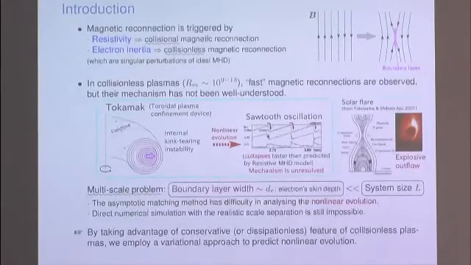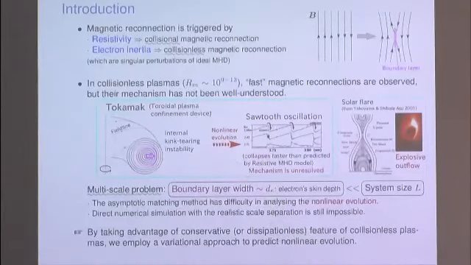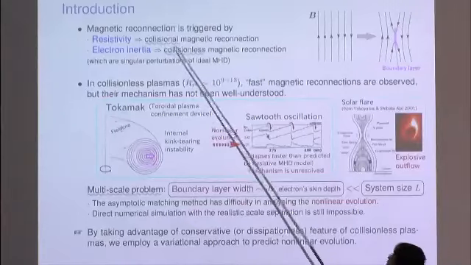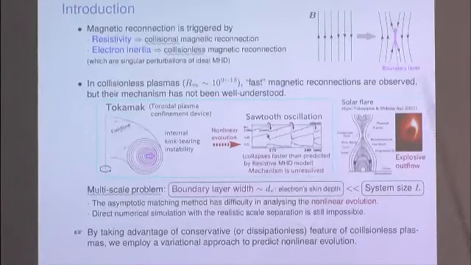So magnetic reconnection is very well known. It is the change of magnetic field topology like this. It usually develops some boundary layer like this. The well-known magnetic reconnection is usually triggered by the resistivity. So I call this the collisional magnetic reconnection because the resistivity stems from the collision between ions and electrons.